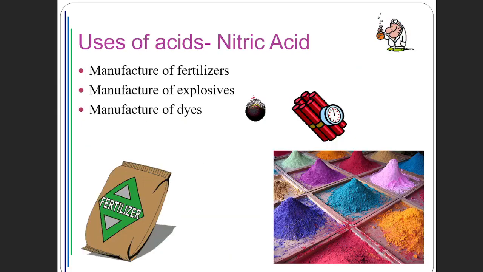Let's talk about nitric acid. Nitric acid is used to make fertilizers. It's a good source of nitrogen for fertilizers. It's used to make explosives. I believe you've heard of TNT. The N in TNT tells us there's nitrogen present. And nitric acid can also be used to make many colorful dyes.